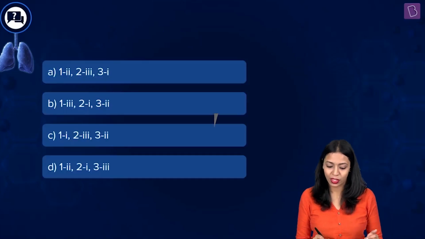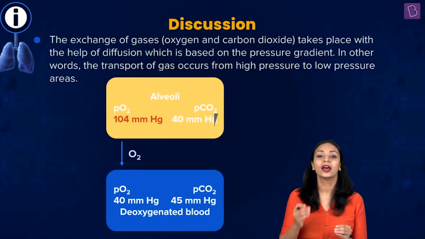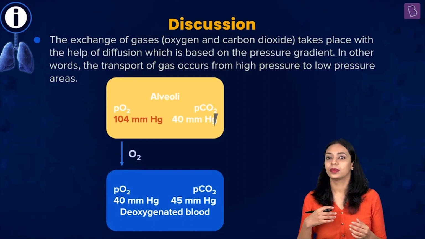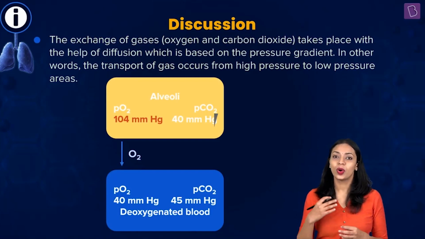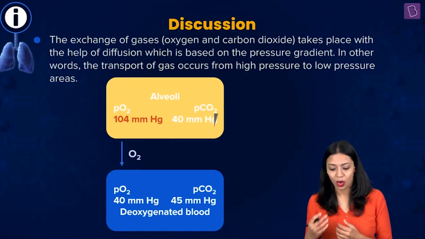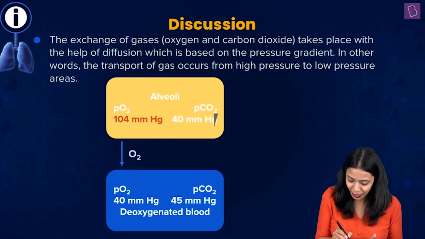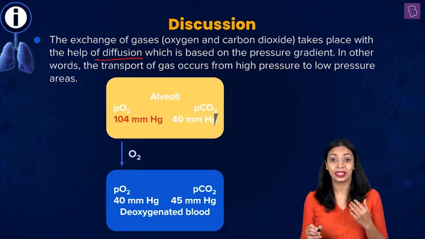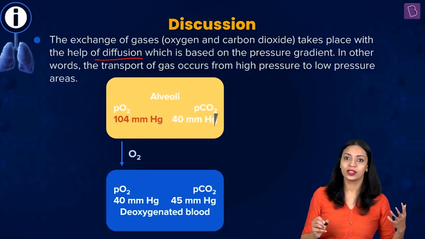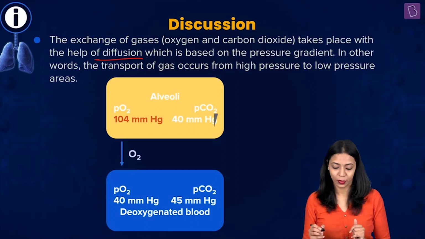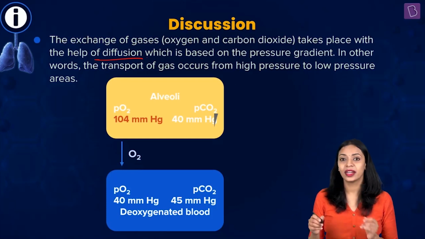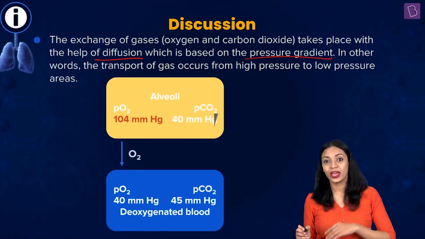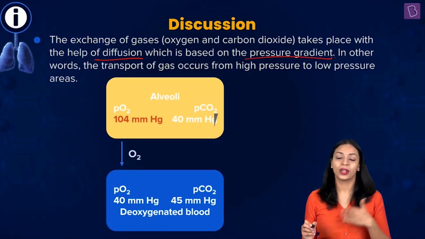Before we look at the options, let's first try to understand how exchange of gases, be it oxygen or carbon dioxide, will happen in our body. Exchange of gases takes place by diffusion. Diffusion is a process by which movement of molecules will take place from a region of higher concentration to a region of lower concentration. We've learnt about this. Here it is based on a pressure gradient. Molecules will move from a region where the pressure is greater to a region where the pressure is lesser.